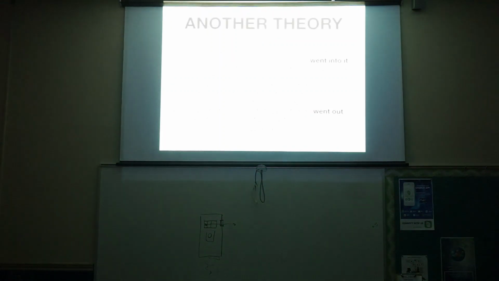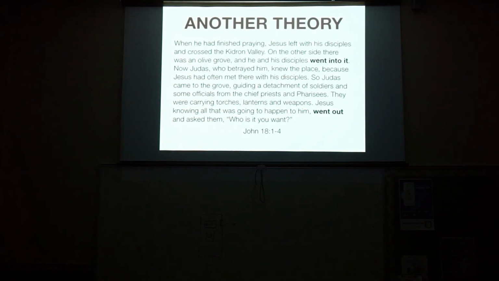But there is another theory about the place where Jesus prayed. We get this out of John chapter 18. When Jesus had finished praying, after celebrating a meal with his disciples, he leaves with his disciples. They cross from Jerusalem the Kidron Valley, so that they're now on the Mount of Olives. On the other side there was an olive grove, and he and his disciples went into it.